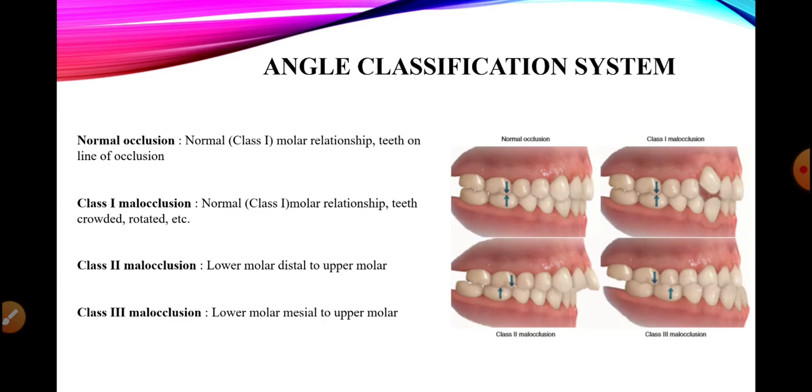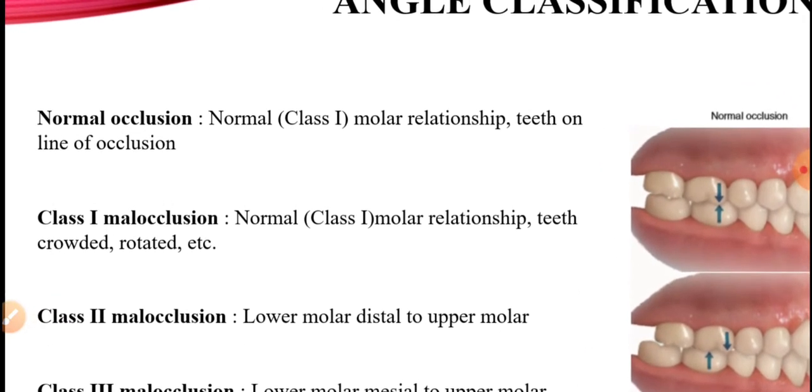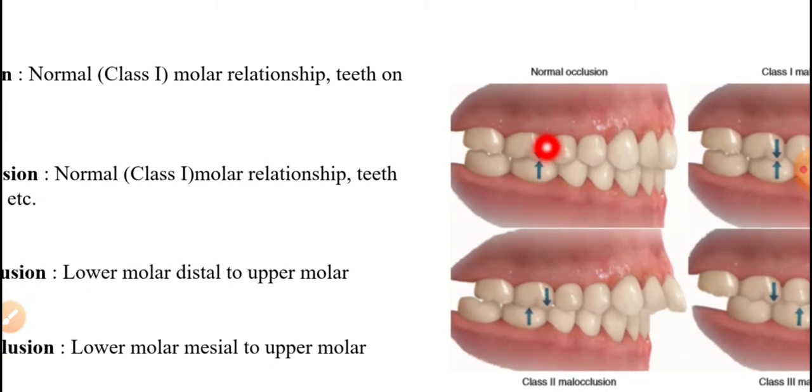According to Angle's classification system, the major pillar on which the classification of malocclusion is based is the molar. So, according to Angle, normal occlusion is when the mesiobuccal cusp of the upper molar comes in contact with the buccal groove of the lower.